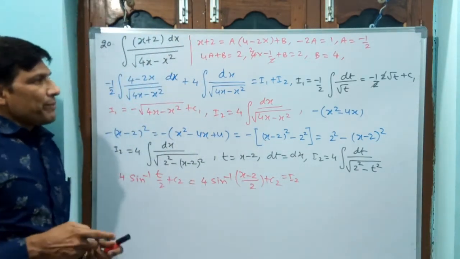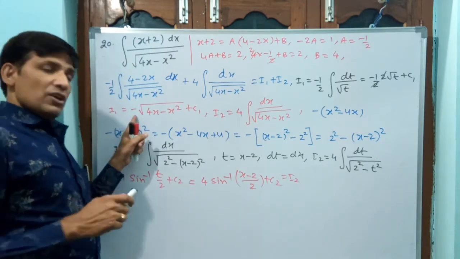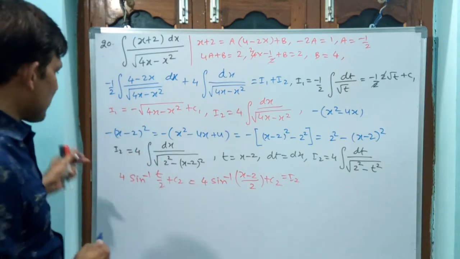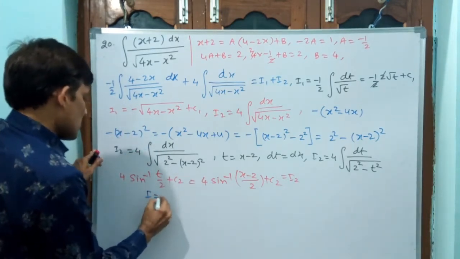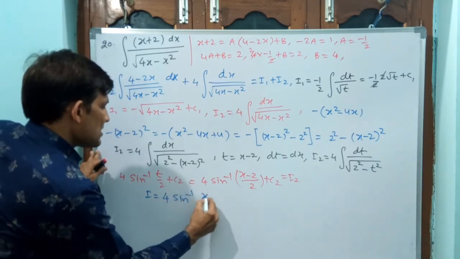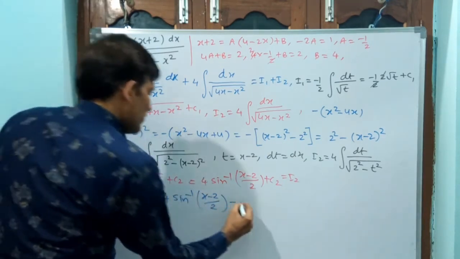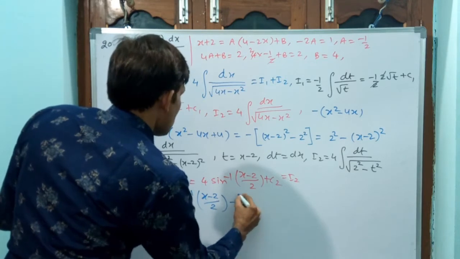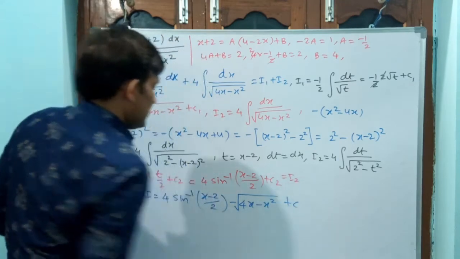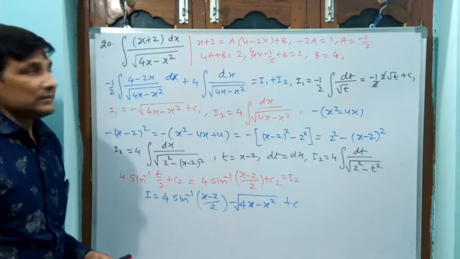Now you see, I1 and I2 have to combine. But carefully you write, I1 is minus. Better you write I2 first and I1 afterwards. Why? Because I1 is minus. Okay. Now I am writing I is equal to, first you write I2. Why? Because I2 is plus 4 sin inverse of x minus 2 by 2, minus this one I1, square root of 4x minus x square plus c. This will be your answer. Okay. See here minus is there. Carefully you have to take.